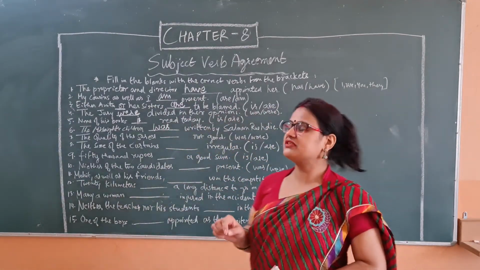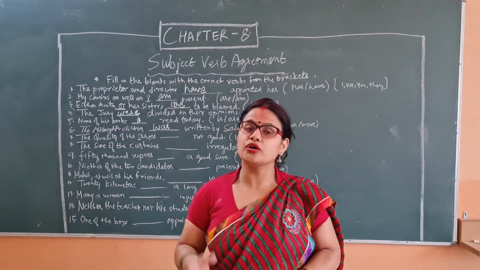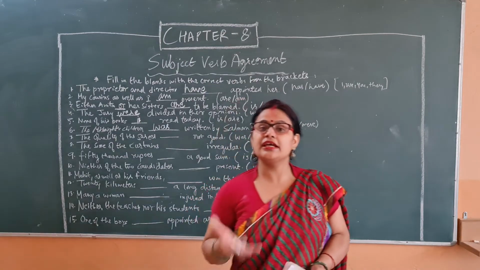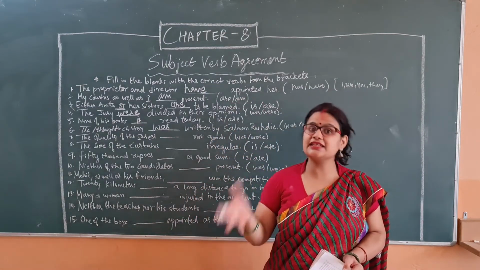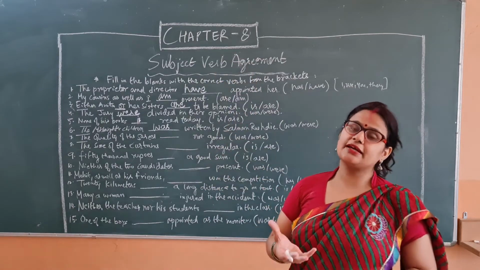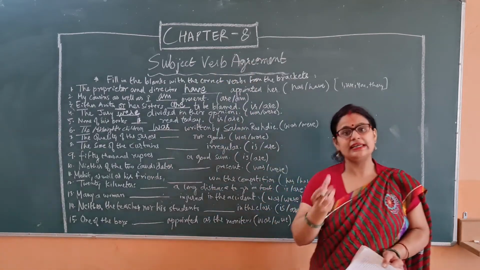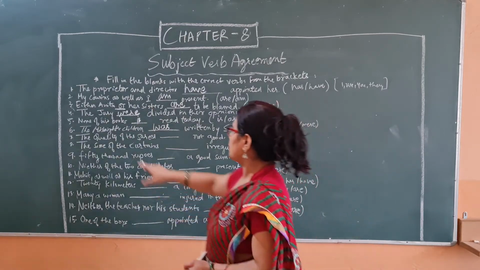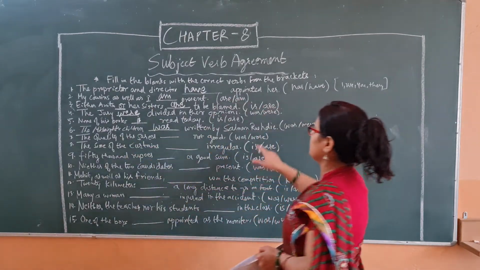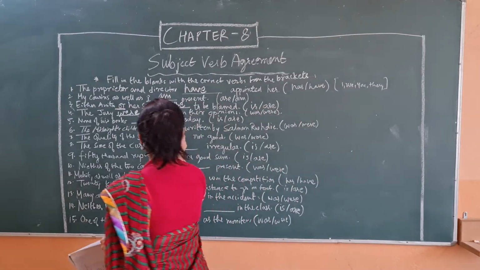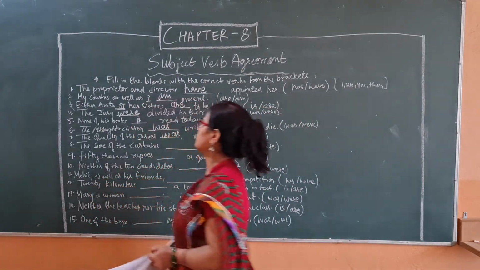The quality of the saris. Now remember, they are talking about many saris, right? But what are they talking about? They are talking about the saris' quality. साड़ियों की गुणवत्ता के बारे में बात कर रहे हैं, and that quality is a singular one. That is an abstract noun. So, the quality of the sarees were not good or was not good? Absolutely right. It should be was not good.